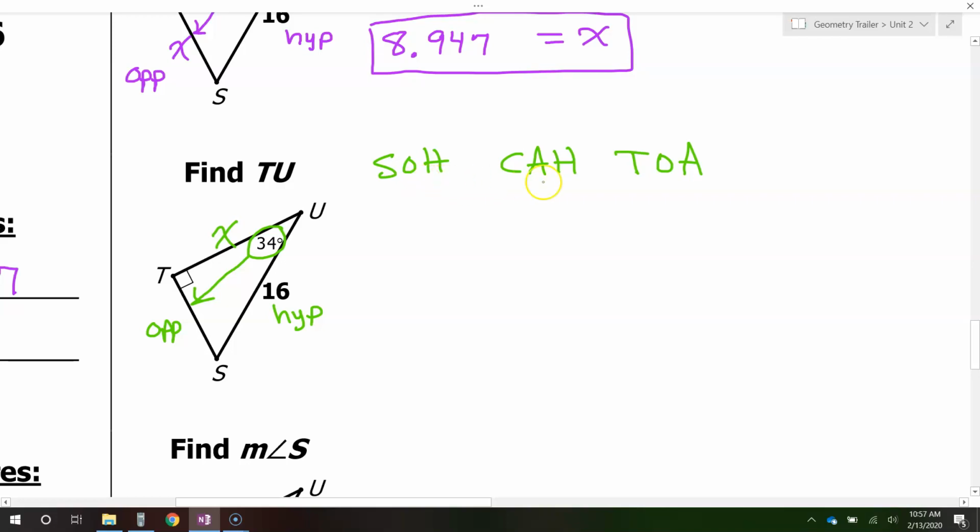Now decide which one you're going to use. Well, which sides are we using? We will definitely have to use the 16, and the x is what we're trying to find. Oh, I forgot to say that this is adjacent. So that is adjacent and hypotenuse. That tells us that we will be using the cosine function because only cosine involves adjacent and hypotenuse. So I will now write cosine 34 equals adjacent over hypotenuse. So that is x over 16.